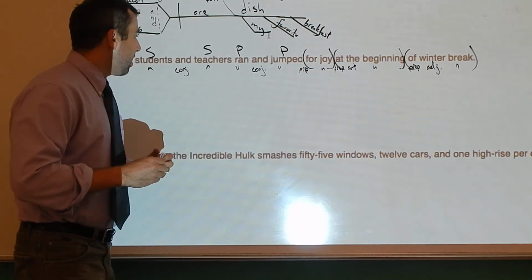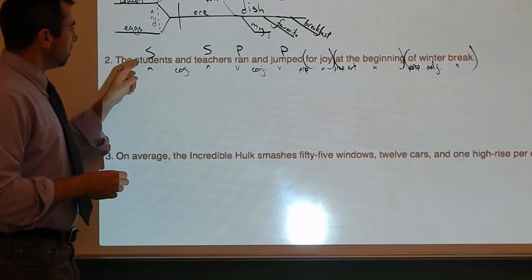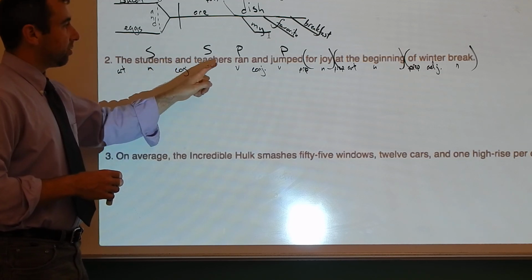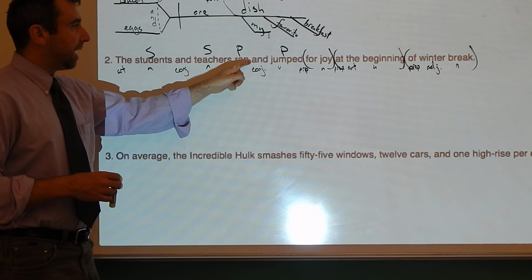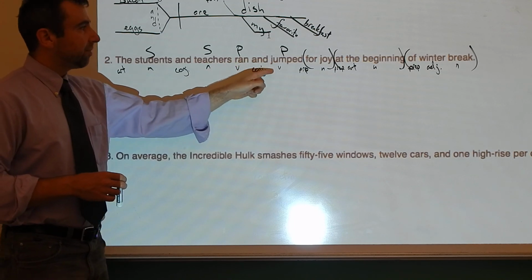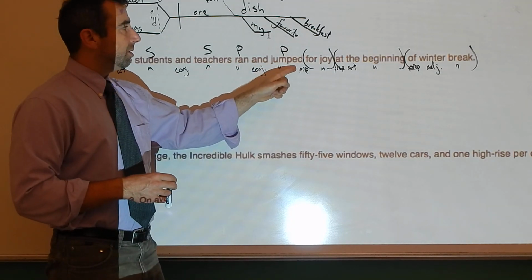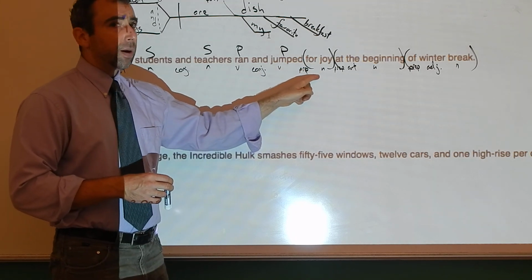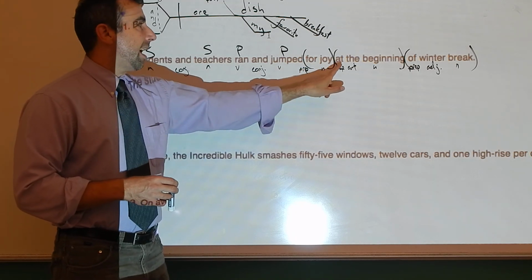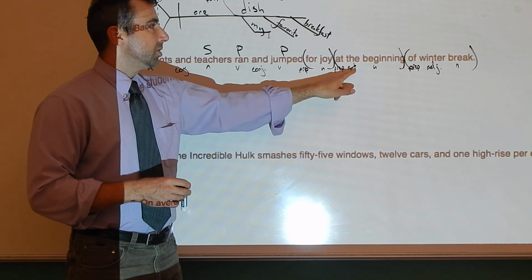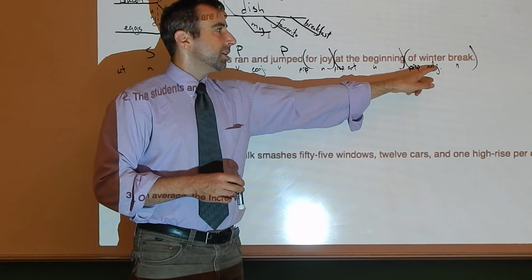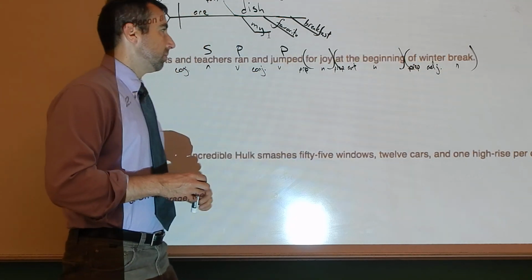Okay, and here's what I hope you came up with. The is an article, students is a noun, and is a conjunction. Teachers is a noun, ran is a verb, and is a conjunction, jumped is a verb, for is a preposition, joy is a noun. There has to be a noun in the prepositional phrase, remember, if that one gave you trouble. At is a preposition, the is an article, beginning is a noun, of is a preposition, winter is an adjective, and break is a noun.